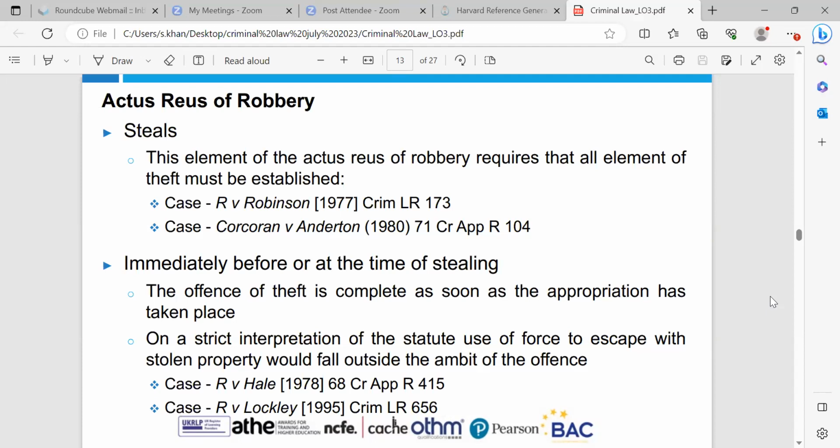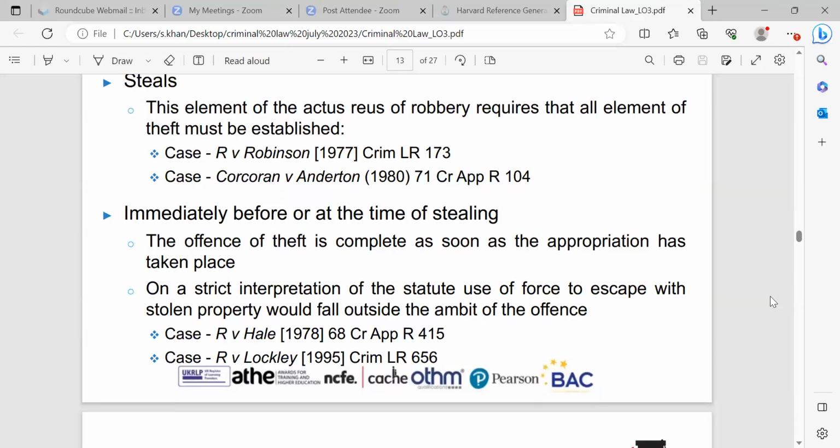So the next one is immediately before or at the time of stealing. The offence of theft is complete as soon as the appropriation has taken place. On a strict interpretation of the statute, use of force to escape with stolen property would fall outside the ambit of the offence. And the leading case for this is R v Hale, 1978.